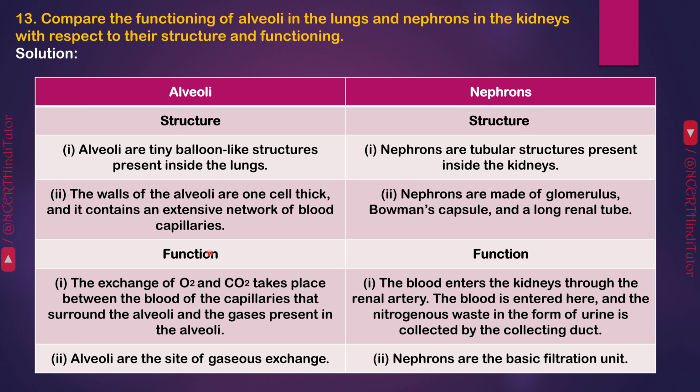On the basis of function, in alveoli, the exchange of oxygen, that is O2, and CO2, that is carbon dioxide, takes place between the blood of the capillaries that surround the alveoli and the gases present in the alveoli. In nephrons, the blood enters the kidneys through the renal artery. The blood is filtered here and the nitrogenous waste in the form of urine is collected by the collecting duct. Alveoli are the site of gas exchange. Nephrons are the basic filtration unit.